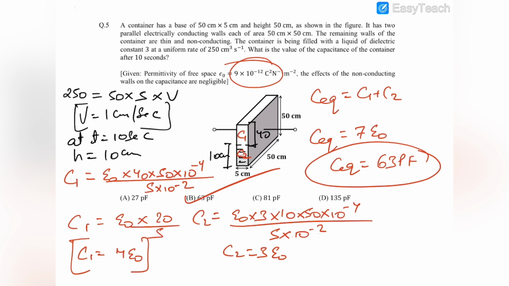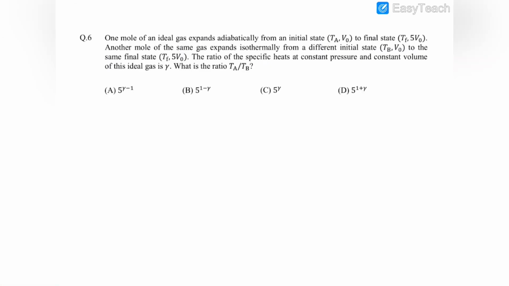Now we move on to the next question. In this question, you can see that 1 mole of an ideal gas expands adiabatically from Ta V0 state to Tf 5 V0 state, and another single mole of the same gas expands isothermally from this state to this state. So we have to find out Ta by Tb.